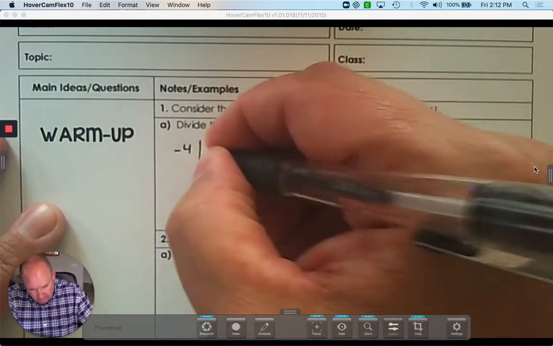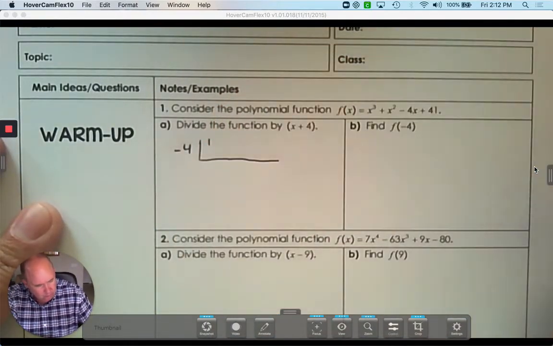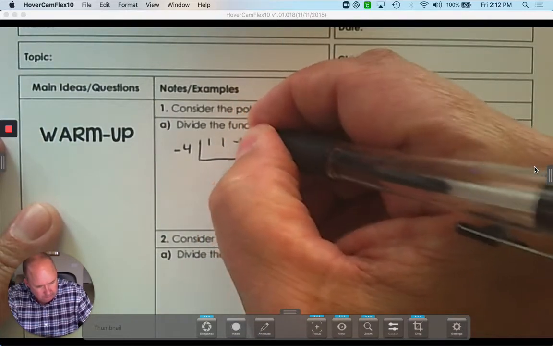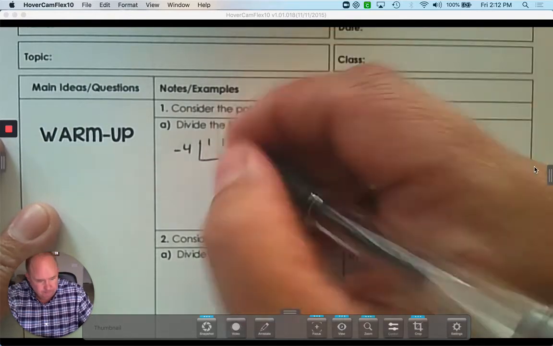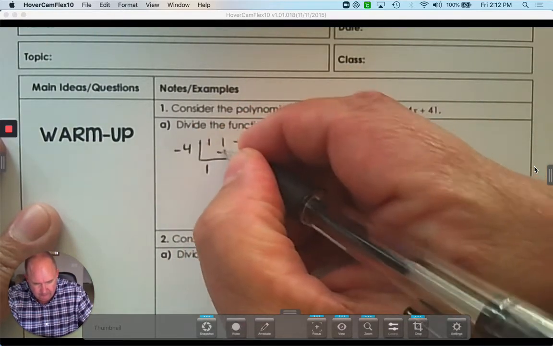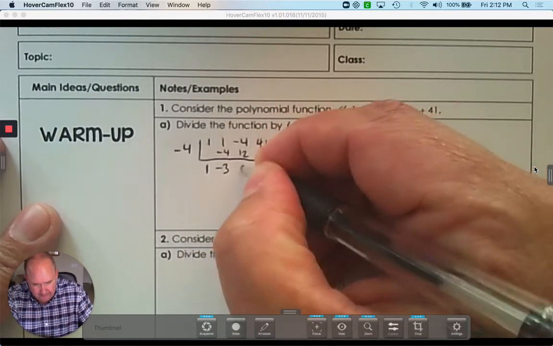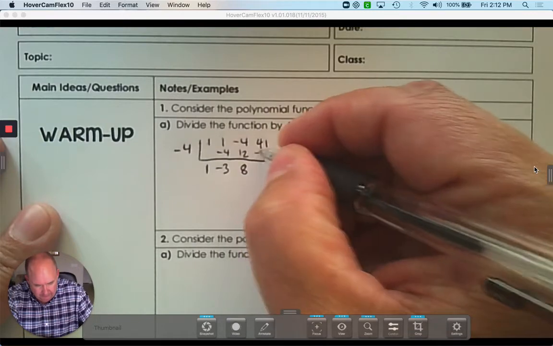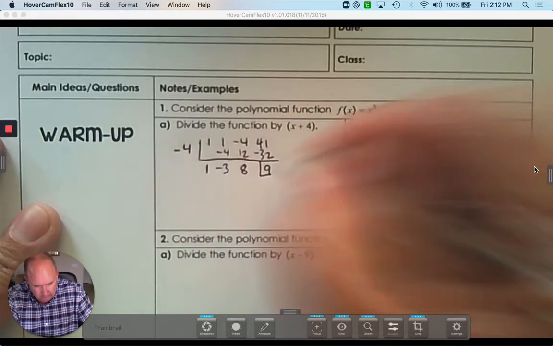Draw this long looking thing, and just the coefficients. So 1x cubed, 1x squared, negative 4x, and 41. No missing power, so we're good. We're going to add, 1 plus nothing is 1. We're going to multiply, put that answer here. Add, multiply, and then recognize what the remainder is. So in this case, the remainder is positive 9.